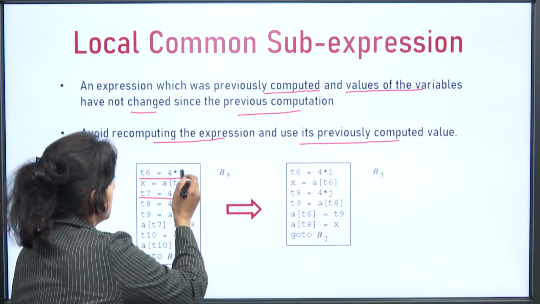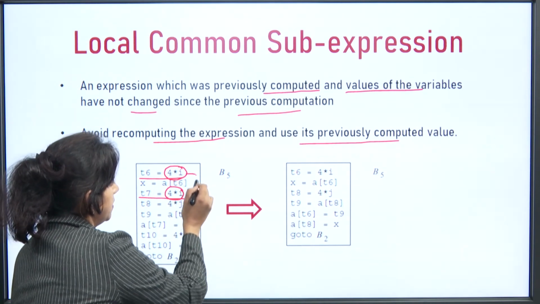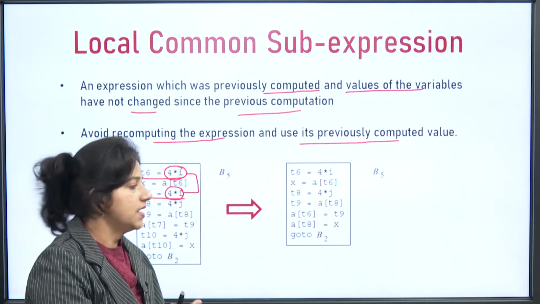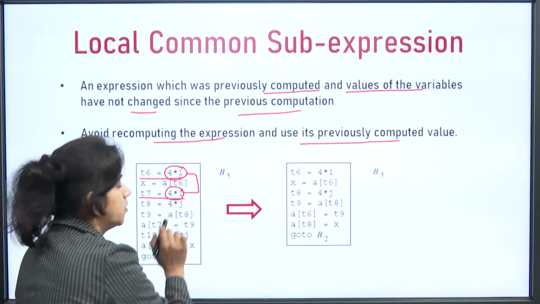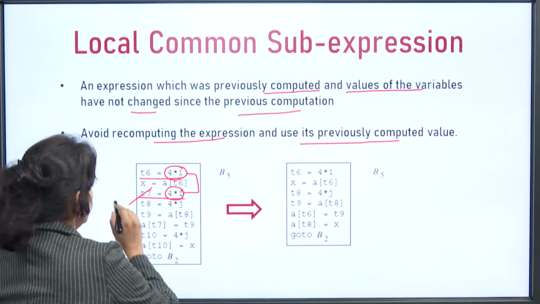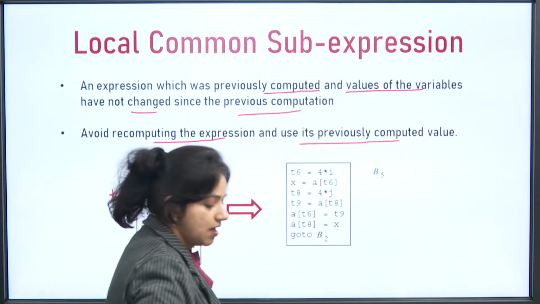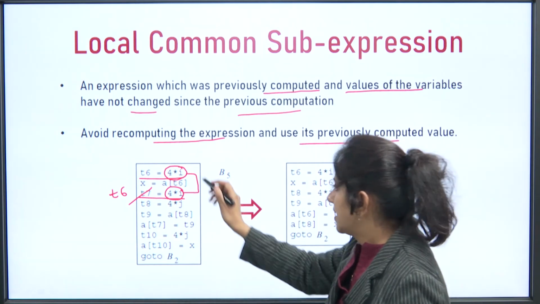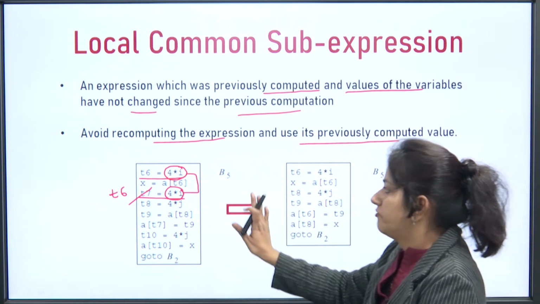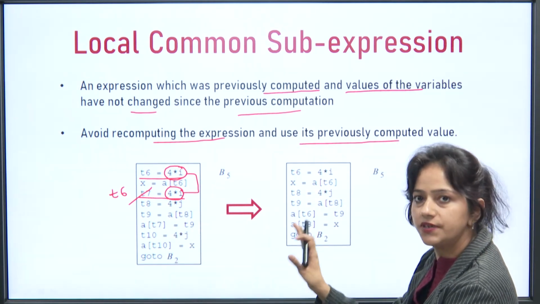So here we are computing 4 into i, then 4 into i again, and in between the value of i is not changed. It means there is no need to recompute T7; rather we can eliminate T7, and wherever T7 is required we can directly use T6. So just see, we can eliminate this local common subexpression. Local means within the block. We are finding common subexpressions within the block.